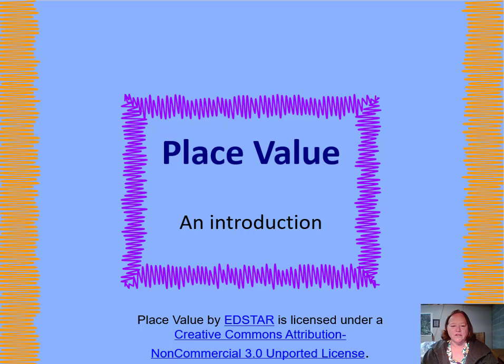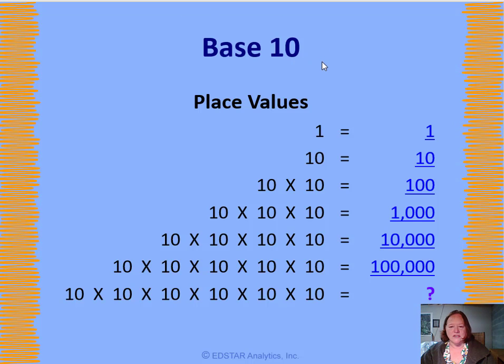So this is place value part 2. We use 10 for our place value system. It's all based on 10, so we call it base 10. And see the pattern there? The first place value is 1. The next place value is 10. The next place value is 100.